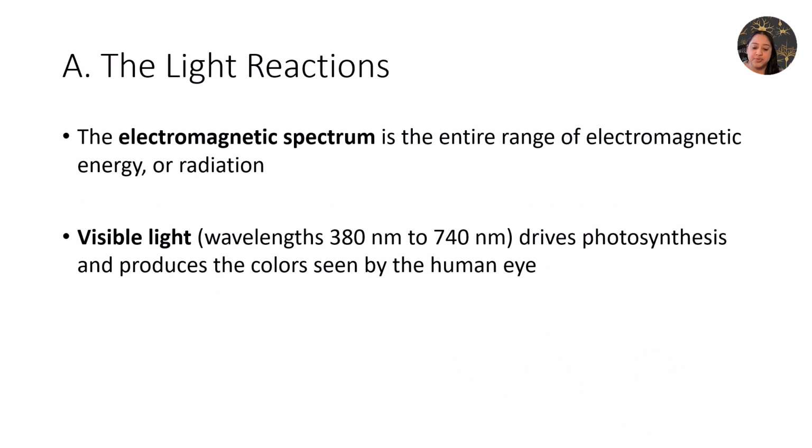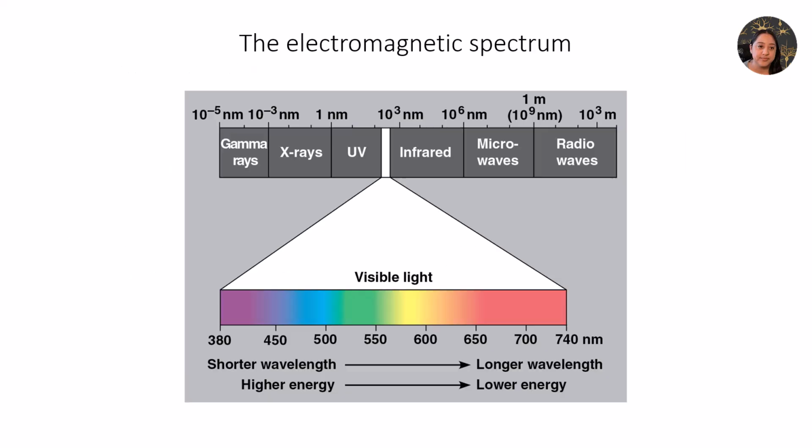And I'll show a figure in a couple slides. The electromagnetic spectrum is the entire range of electromagnetic energy or radiation. Visible light is just part of it. Visible light ranges from the wavelengths of 380 nanometers to 740 nanometers. And that visible light is what drives photosynthesis and produces the colors seen by the human eye. Really crazy to think about.